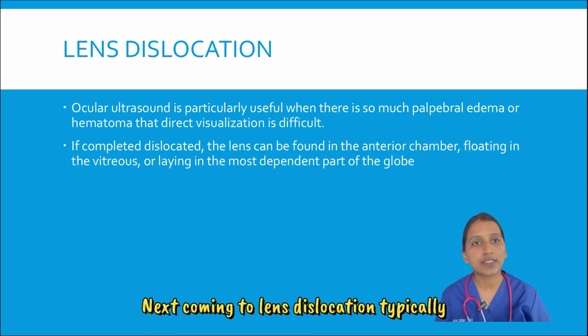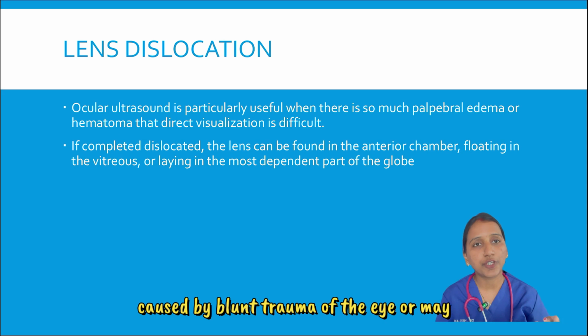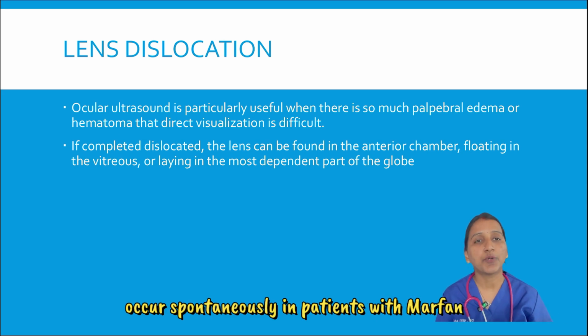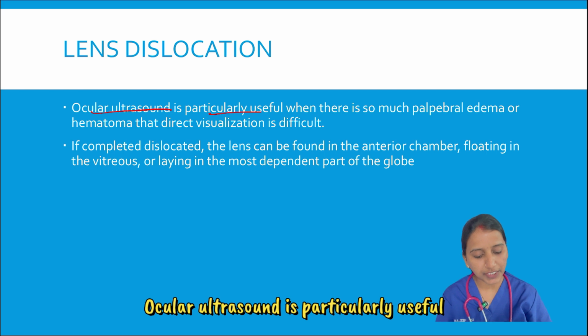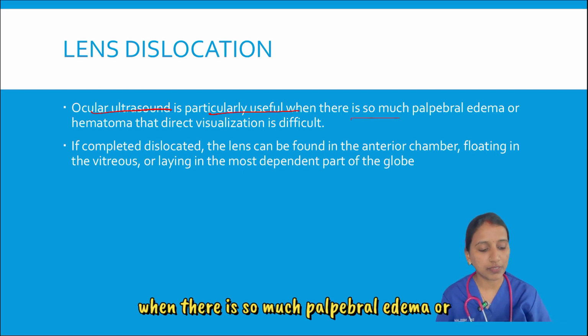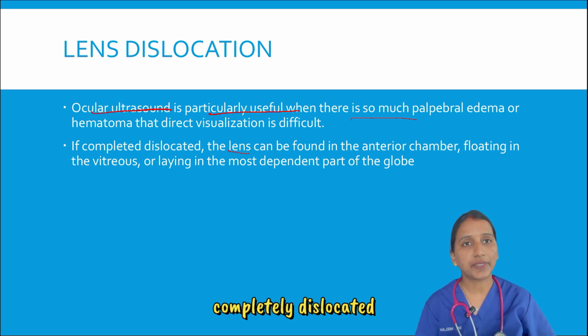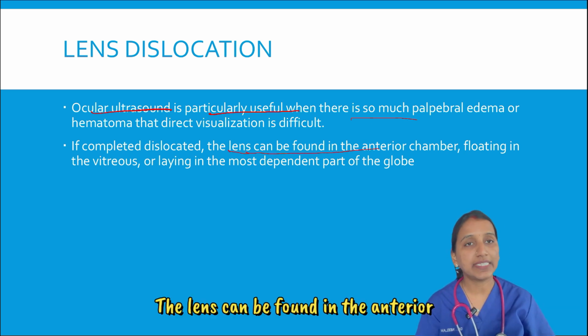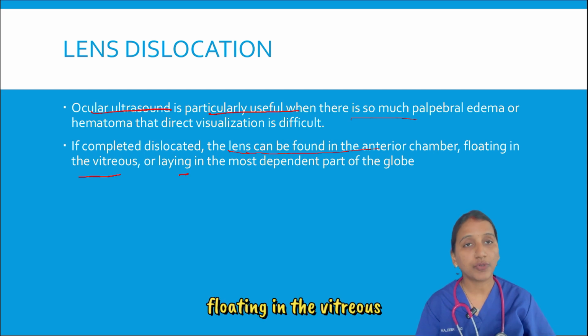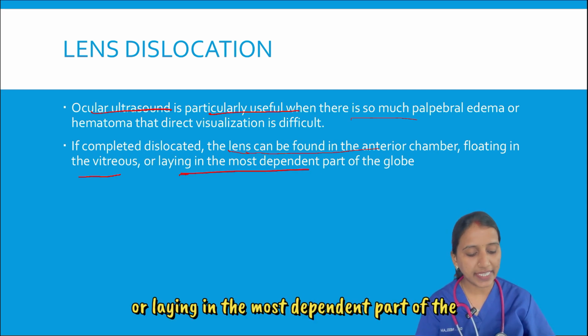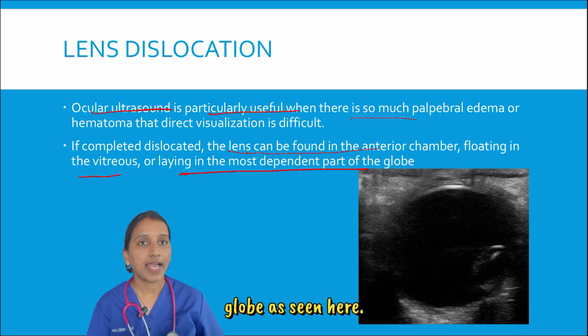Next, coming to lens dislocation, typically caused by blunt trauma of the eye or it may occur spontaneously in patients with Marfan syndrome. Ocular ultrasound is particularly useful when there is so much palpebral edema or hematoma that direct visualization is difficult. Completely dislocated, the lens can be found in the anterior chamber, or floating in the vitreous, or lying in the most dependent part of the globe, as seen here.